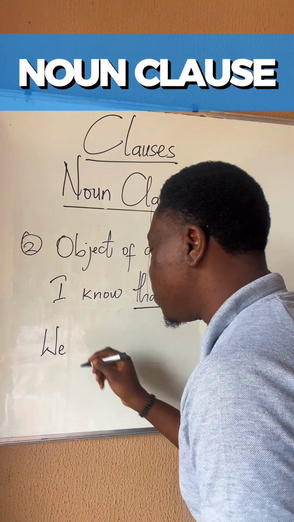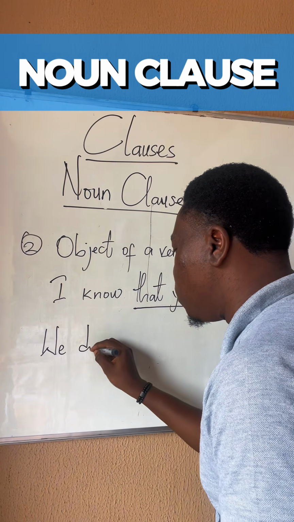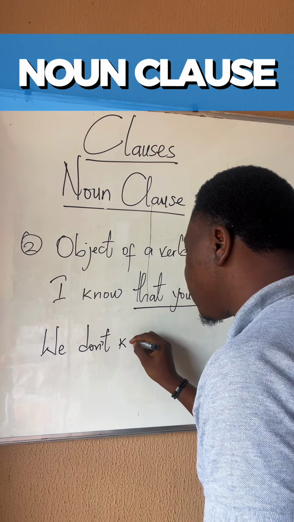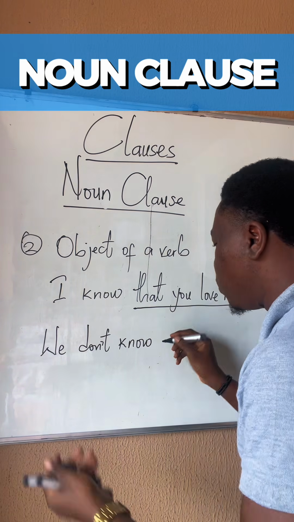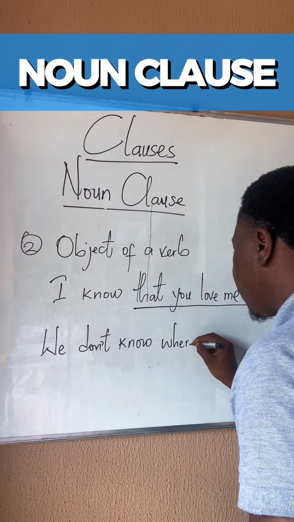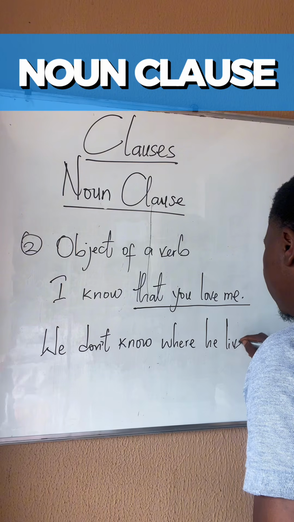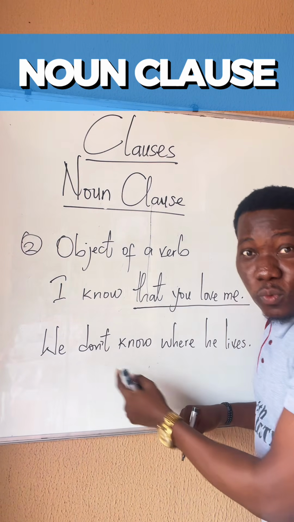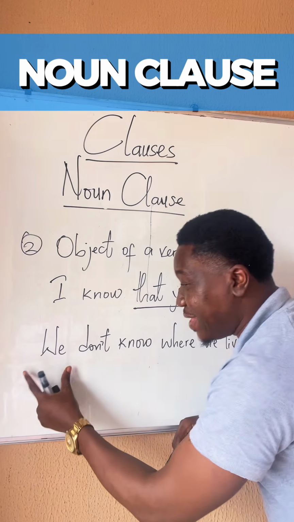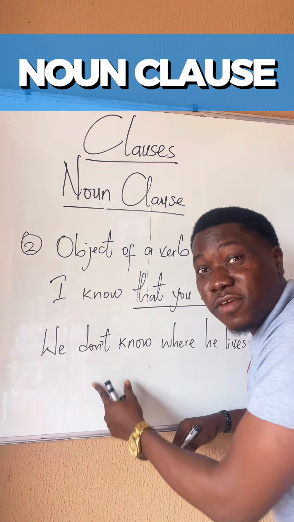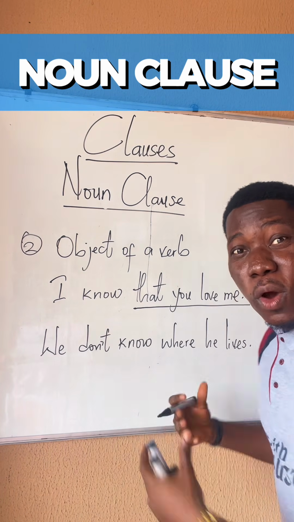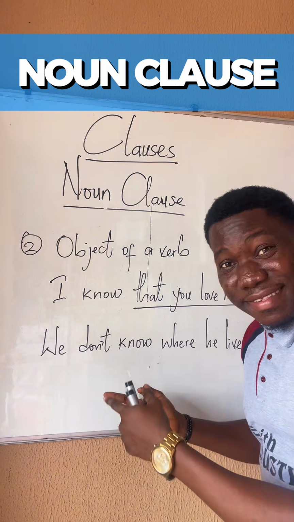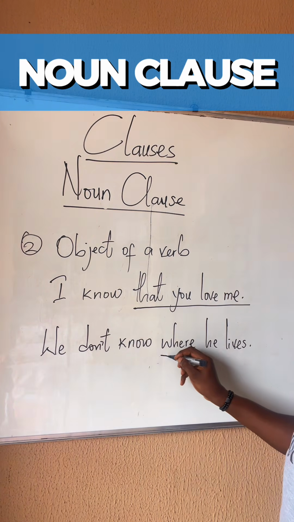We don't know where he lives. We don't know. This is a negative one. We do not know. We, the subject, and don't know, the verbal phrase. We don't know what. What is the object of this? We don't know what. Where he lives.